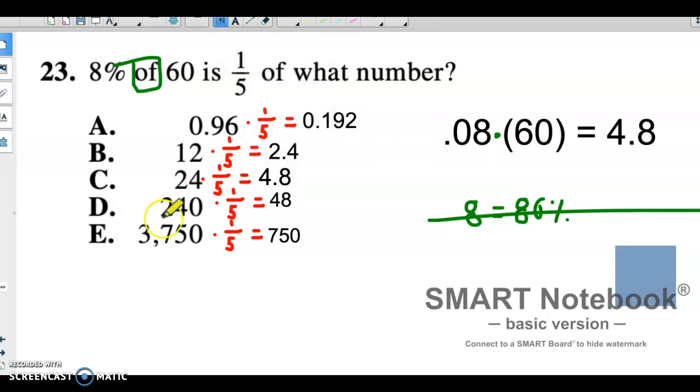So to do this problem, let's recap. We know the answer is letter C, but let's recap how we got there. First, we have to find 8% of 60. You do 0.08 times 60 to get 4.8. Then you look at all of your multiple choice answers, and for every single answer you have to multiply by 1/5, because the question says 8% of 60 is 1/5 of what number? So we need to find 1/5 of every choice that we're given. Then you want to find the one that equals 4.8, and that gives you your answer.